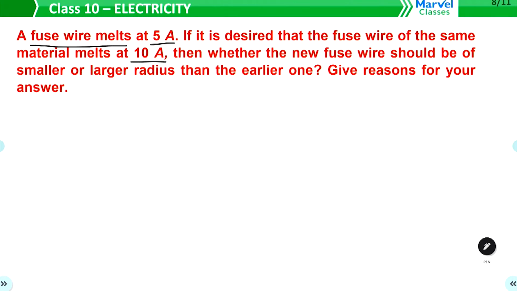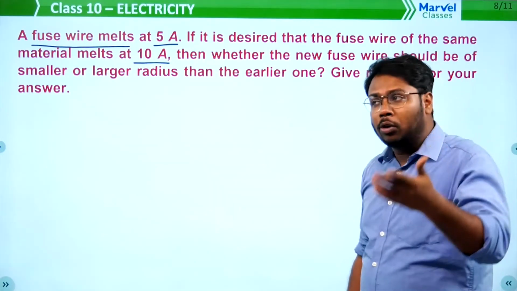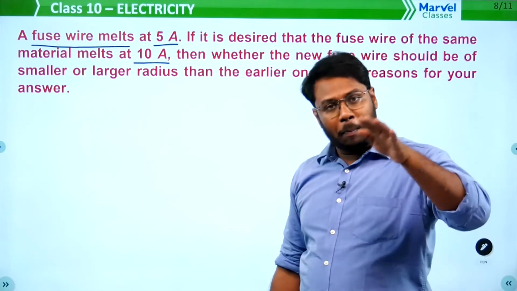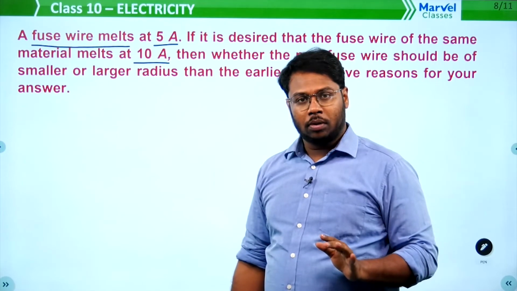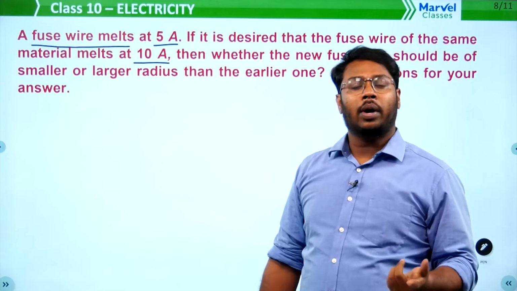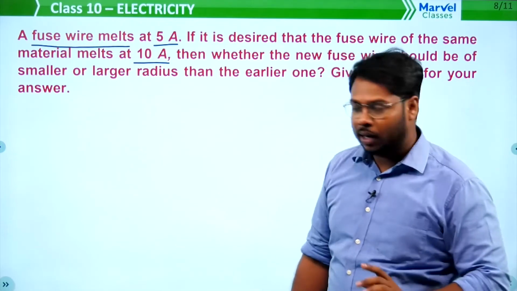So, here there are 2 different currents that are going to flow in. First, when 5 amperes current flows in, a fuse wire melts. So, they are asking you to find what should have been done to the second fuse wire where it melts when 10 amperes of current flows in. So, how should your second wire be? Whether the radius of the wire should have been increased or decreased. That is the question asked here.